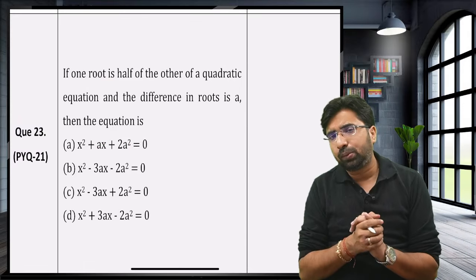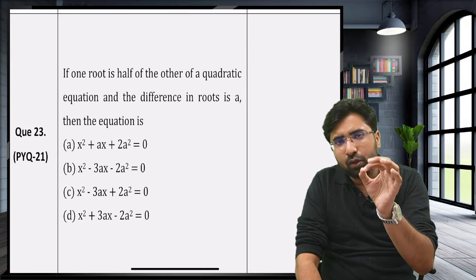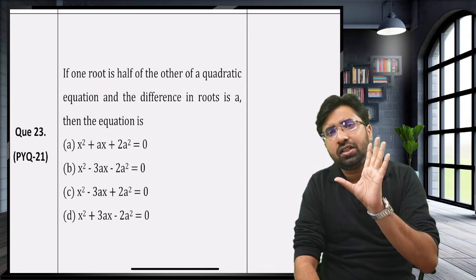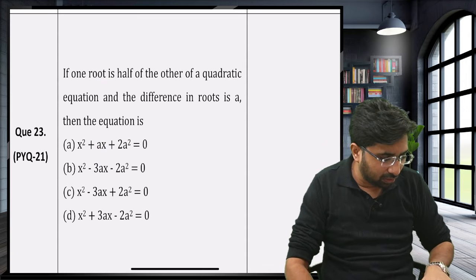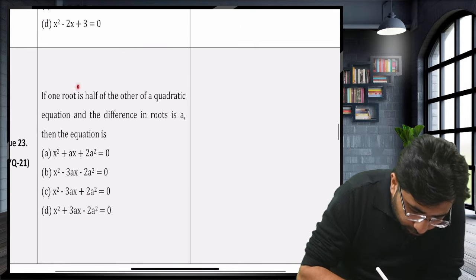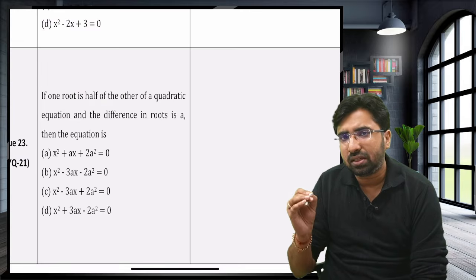Guys, now see, they have given options in the form of variable, and whenever they give you the options in the form of variable in the equation chapter, they will always give you one condition in the root. Let's check what is the condition given in the roots. What is the condition? One root is half of the other.